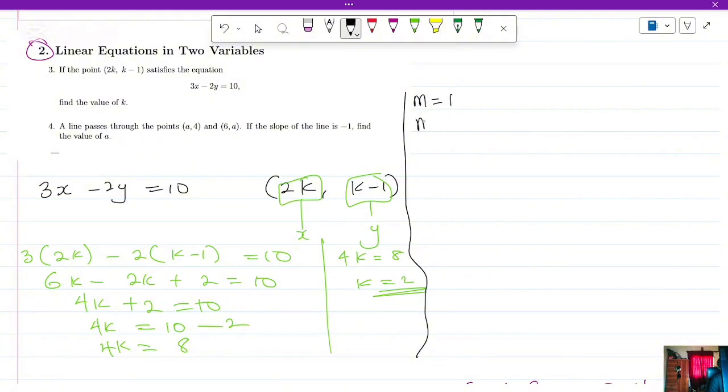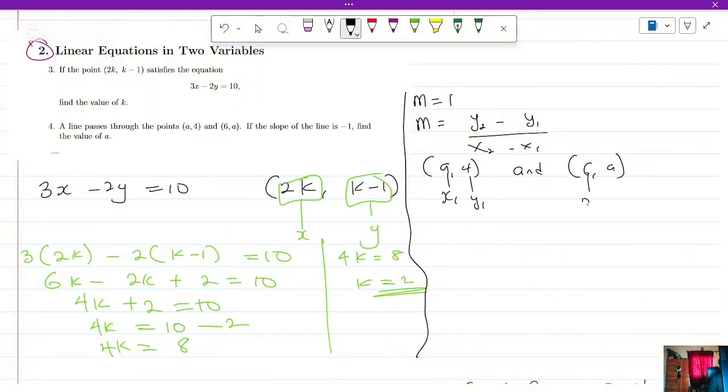Now remember that your slope is y2 minus y1 over x2 minus x1. So you are given (a, 4) and (6, a). So this is your x1, your y1, your x2, and your y2. So in that case, remember that your m is 1. I said we're going to change it to 1, not -1 as the question gave us.